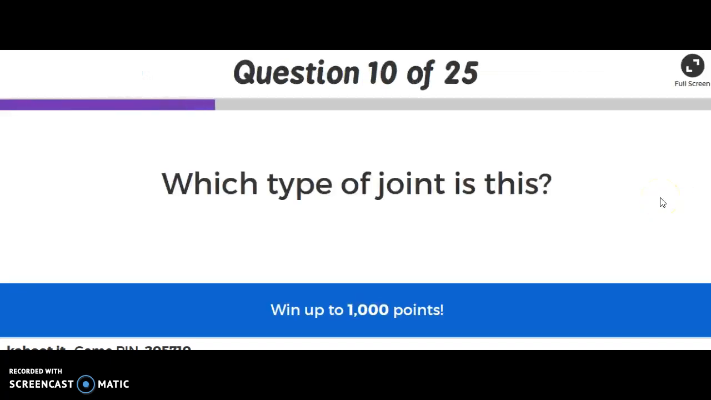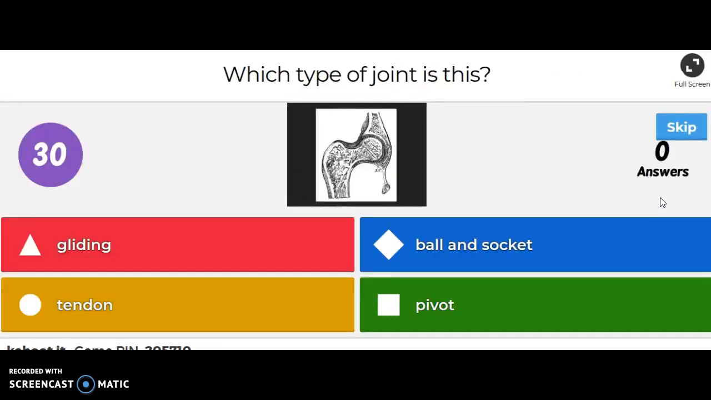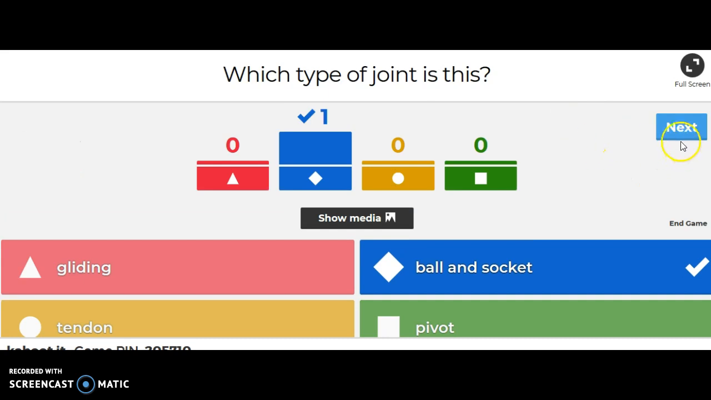Which type of joint is this? And I believe this is either a hip or an upper arm joint. And you can see it's the one that rotates. It is a ball and socket joint.